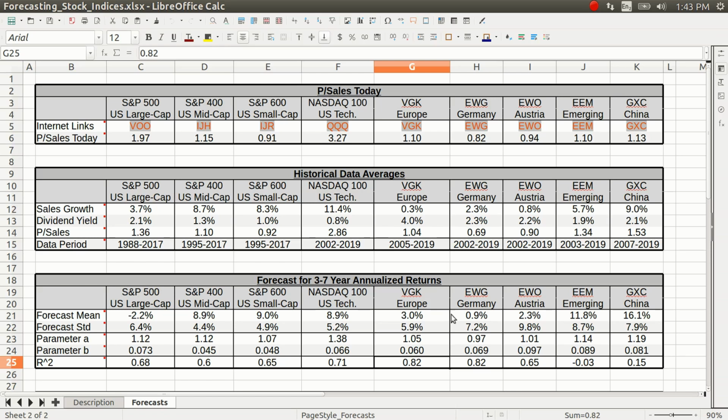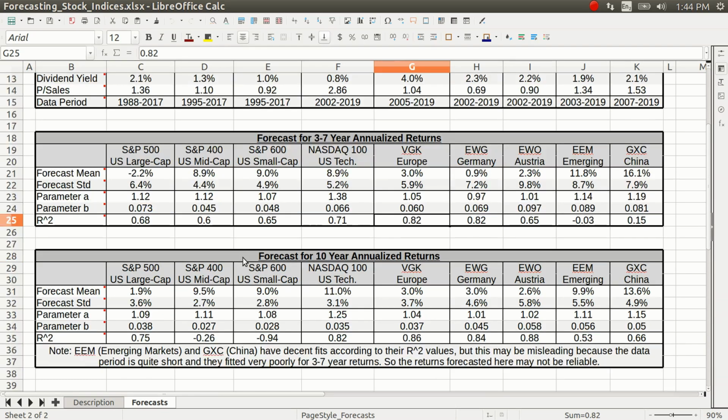But anyway, we have the same for the German index, Austrian index, emerging markets, and China. Remember from what I just explained a moment ago that for emerging markets and China, they seem to have different phases and it didn't fit the historical returns very well. So let's ignore those. And the last table here, we have the forecast for 10-year annualized returns. And again, the European index and the German and Austrian indices had very good fits on the historical data, but there wasn't that much data, so you should take this with a grain of salt.